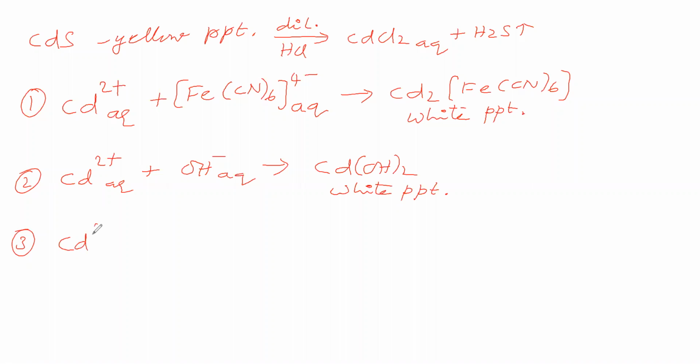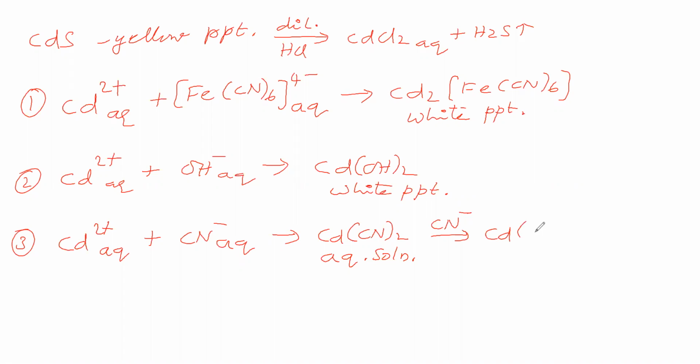To the third part of the cadmium chloride solution, we are adding potassium cyanide, as with copper. The cadmium and cyanide become a cadmium cyanide aqueous solution. This cadmium cyanide takes a further amount of cyanide and forms a complex. The complex is [Cd(CN)4]2- in aqueous solution.